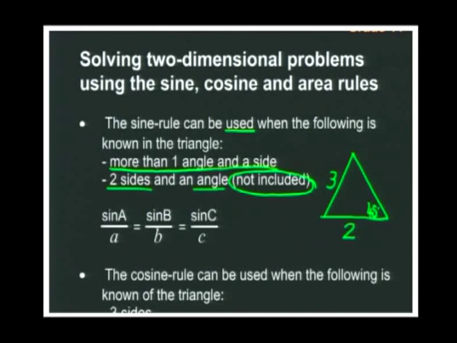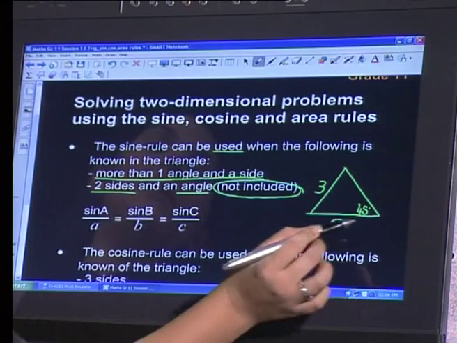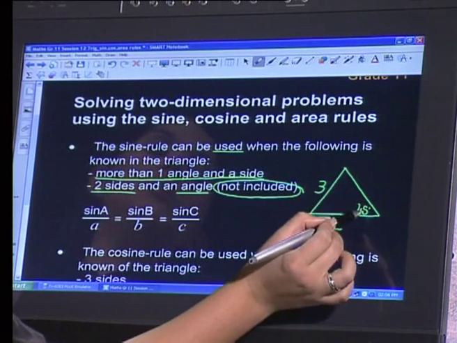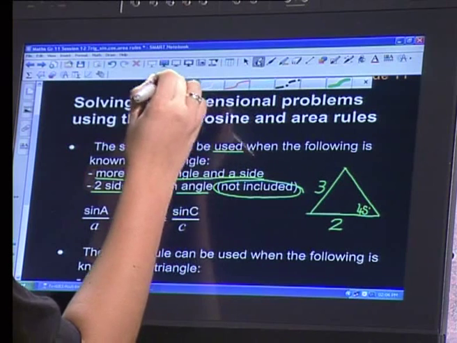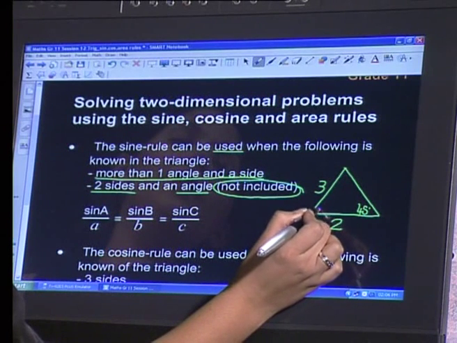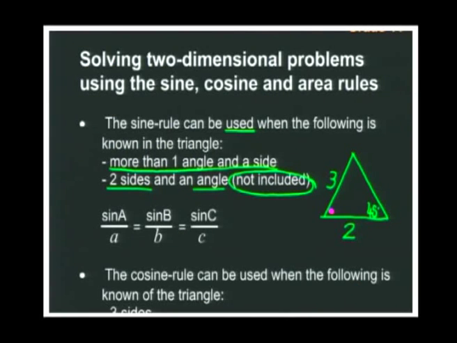This would be an example where 2 sides are given and an angle, and it's not included. The included angle would be over here, and the reason why we call it included is it's between the 2 sides that have been given. So in case you didn't understand what we meant by included and not included, I hope that clarifies that.